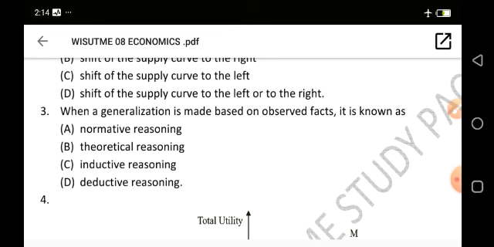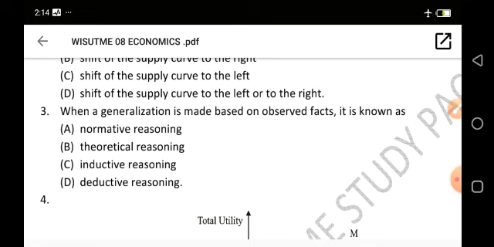So when we talk about theoretical reasoning, we are talking about practical reasoning, explaining why things are like that. It tries as much as possible to understand how and why things are done. That is theoretical reasoning. The third one is inductive reasoning.